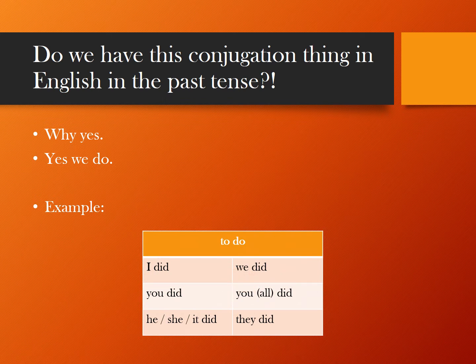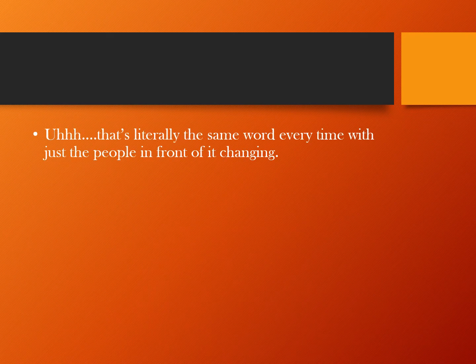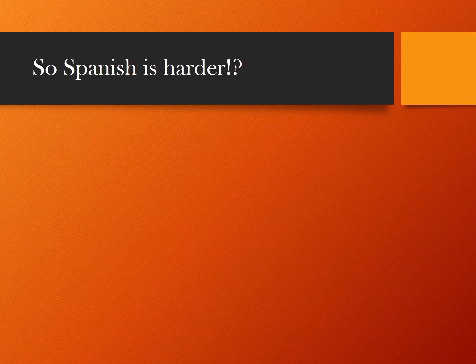So the verb to do in the orange box there, that's the infinitive form, to do. And when you conjugate it in the past, here's how it goes. I did, you did, he did, she did, it did, we did, you all did, they did. How hard is that? Not hard at all. It's literally the same form. You just change the pronoun in front of it. So is Spanish harder to learn than English in that sense?